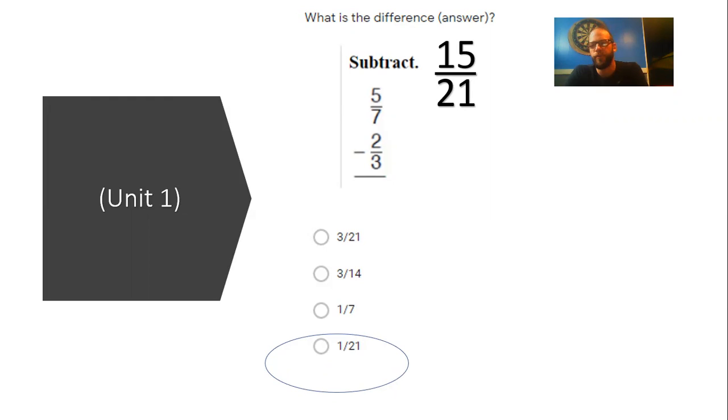7ths turning into 21sts, each of them turns into 3. So the multiple is 3, 3 times 5 turns into 15. What about 2/3? How many 3's does it take to make 21? 7. So multiply the 3 by 7 to make 21, multiply the 2 by 7 to make 14, and then you could subtract those very easily. If you have 15 of them and you take away 14 of them, there's 1 left. So that answer is D.